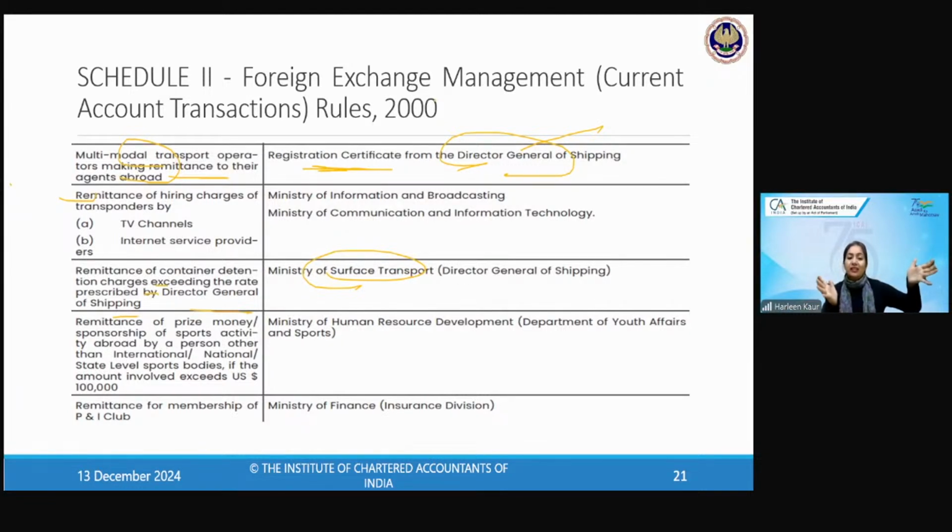What is a container used for? Container detention means the charges for the ship's waiting, which they keep there. If it is within the rate given by the Director General of Shipping, then no approval is required. But if it is exceeding the rates given by the Director General of Shipping, then approval of MOST is required, that is Ministry of Surface Transport. The other one is for the chartering wing, here also Director General of Shipping. So two places Director General of Shipping is coming: where multimodal transport is being used, and remittance of container detention. So 4 cases you have to learn for the ship business.